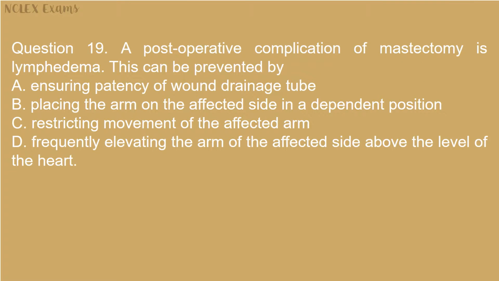Question 19. A post-operative complication of mastectomy is lymphedema. This can be prevented by A. Ensuring patency of wound drainage tube. B. Placing the arm on the affected side in a dependent position. C. Restricting movement of the affected arm. D. Frequently elevating the arm of the affected side above the level of the heart.